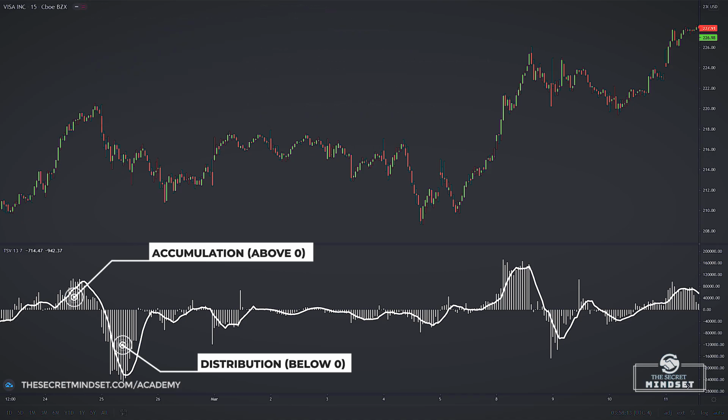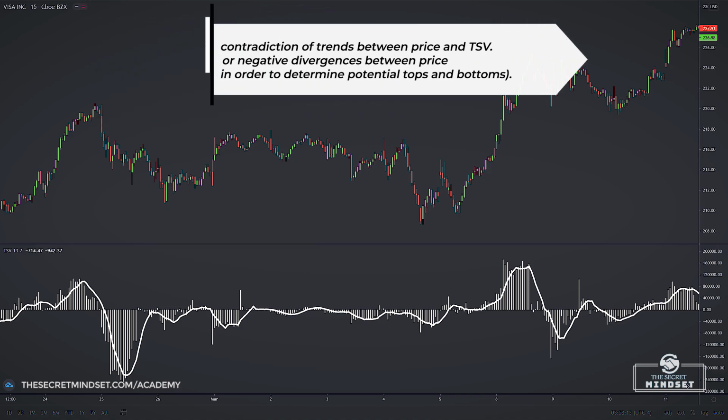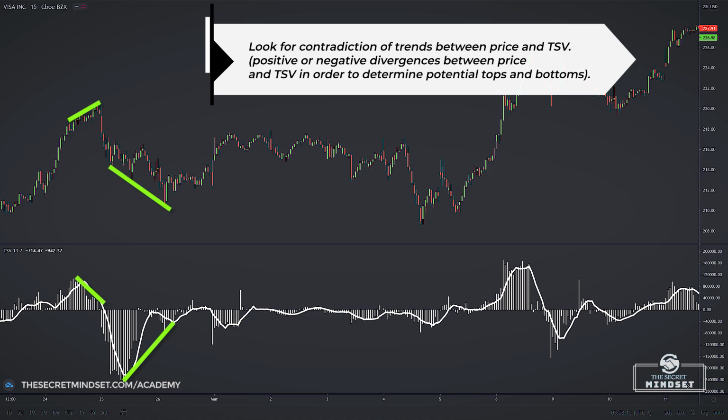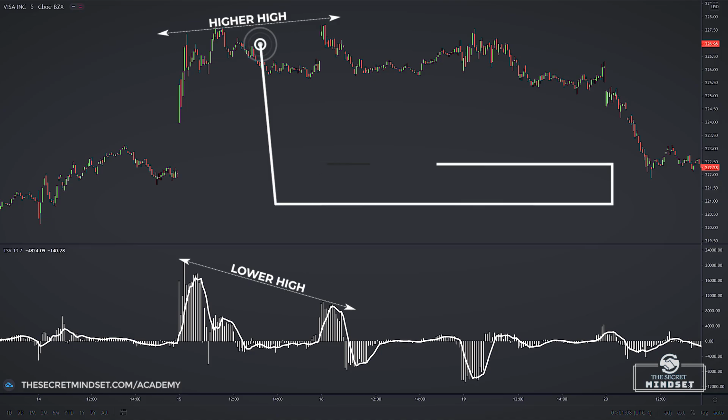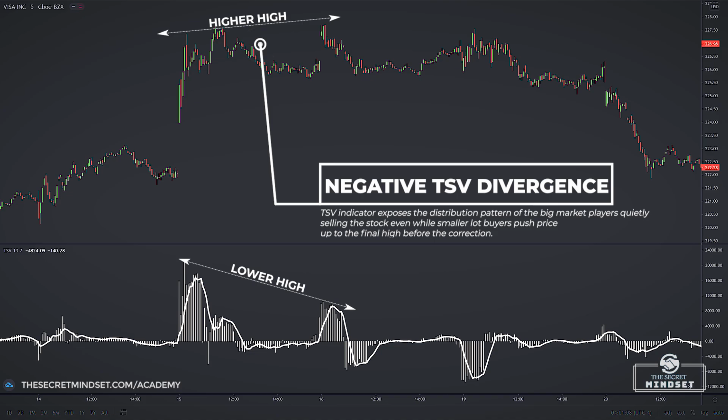in price. An important aspect to look for when reading the TSV is a contradiction of trends between price and TSV. Look for positive or negative divergences between price and TSV in order to determine potential tops and bottoms. Several consecutive divergences increase the reliability factor in trying to pinpoint price reversals. For instance, if a price is making successively higher highs while TSV is making successively lower highs, this would constitute a series of negative divergences. This would be a leading indication of a possible top.